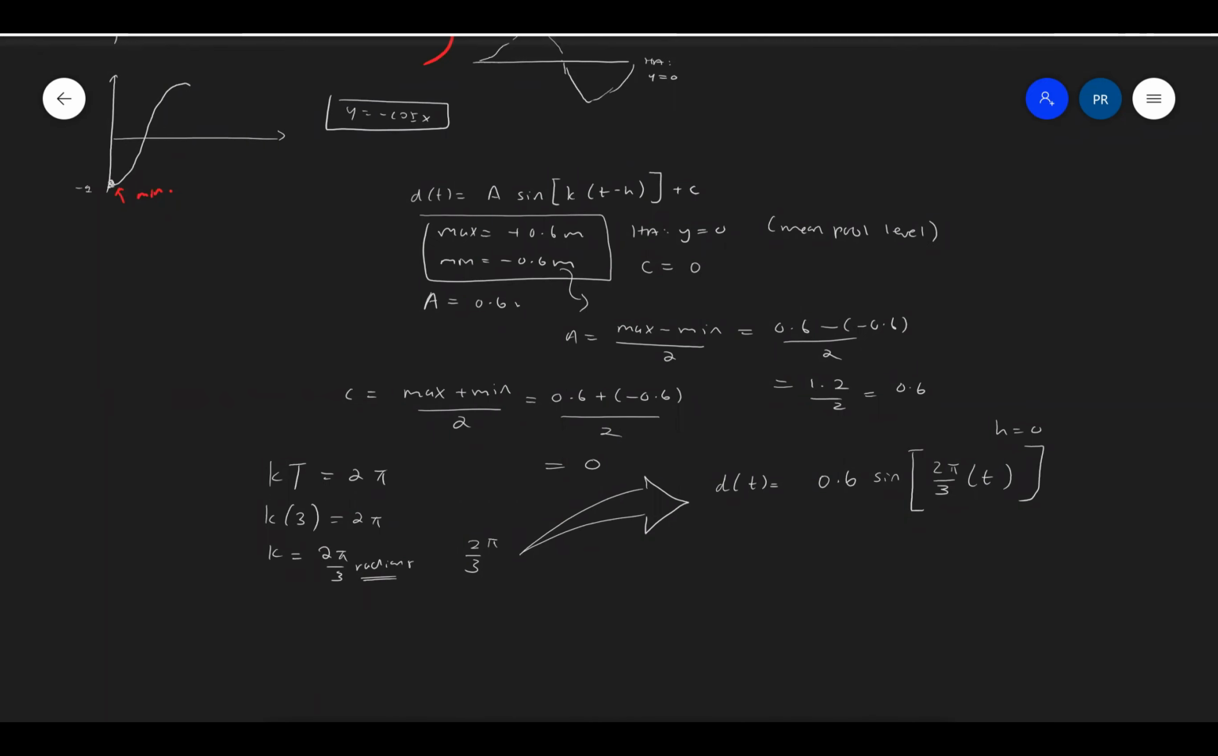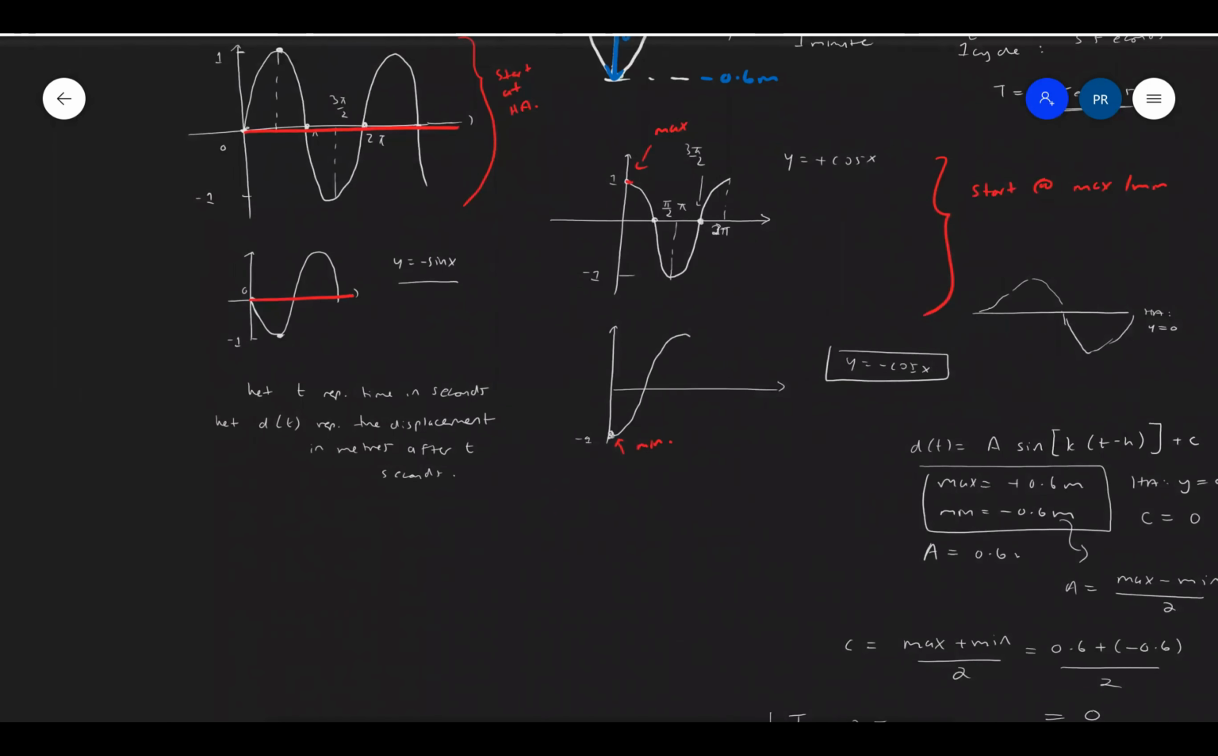It depends on if the graph starts at the horizontal axis, if it starts at the maximum, or if it starts at the minimum. If it starts at the horizontal axis, you can use either positive or negative sine unless they tell you otherwise. But if it starts at the minimum, you have to use y is equal to negative cosine x to model it. So you would model your function as negative a cosine k(x minus h) plus c. If it starts at the maximum point, you should be modeling your function as positive a cosine k(x minus h) plus c. Okay, so that's really the difference.